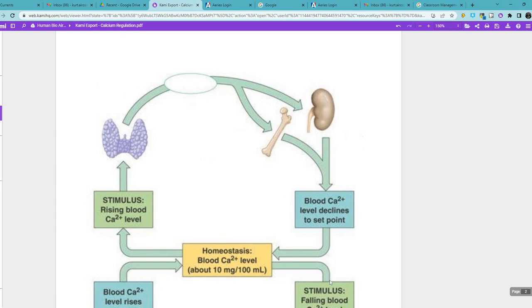It's going to bring it back down to homeostasis. And same thing if blood calcium starts to get lower. It's not going to keep going lower and lower. Negative feedback is going to raise it back up to homeostasis, which is about 10 milligrams per 100 milliliters. You will not need to know that.